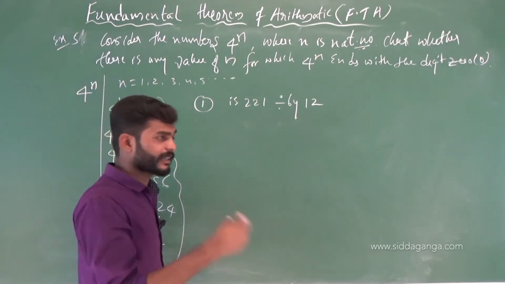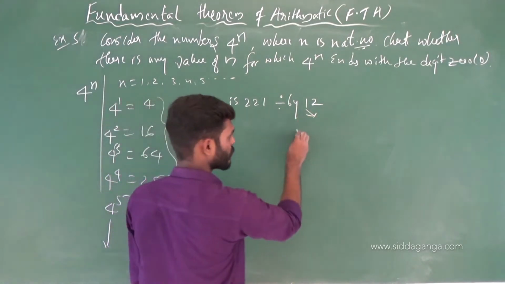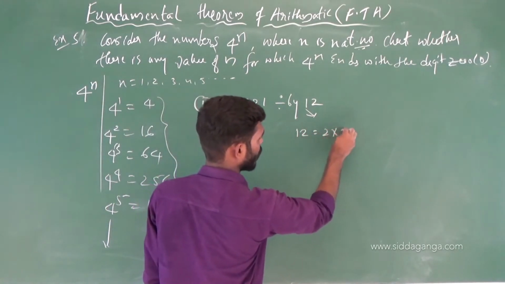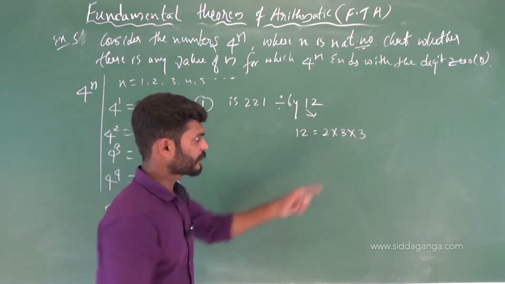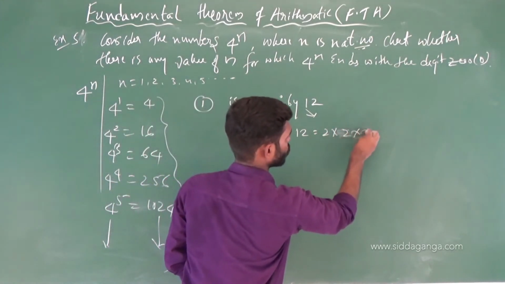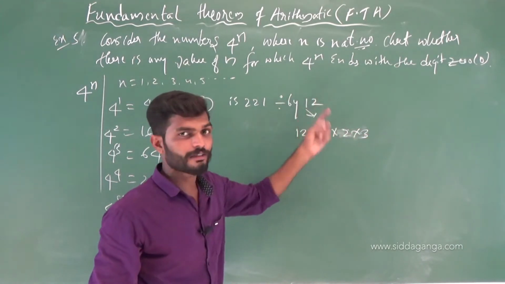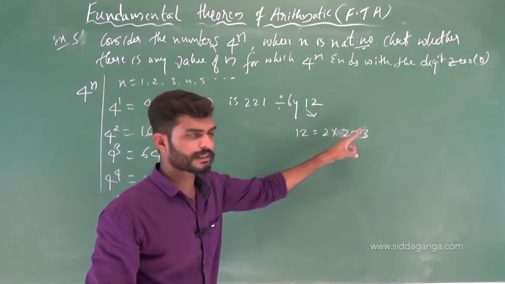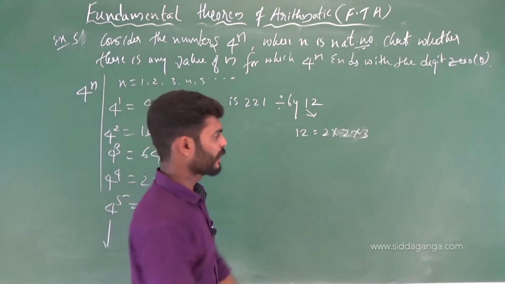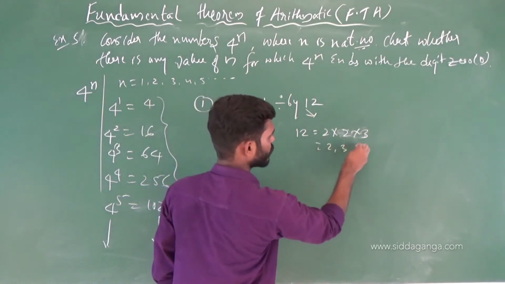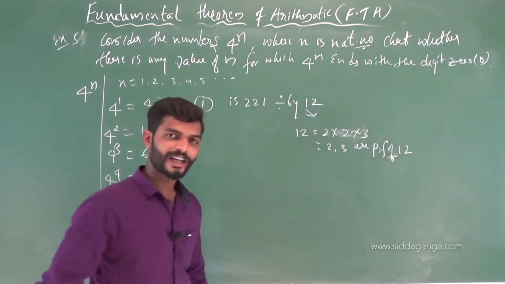So I just say it like this: what are the prime factors of 12? If I write 12 as 2 × 2 × 3, 2 times 2 is 4, 4 times 3 is 12, that's it. So 2 and 3 are the prime factors of 12, where 2 comes twice and 3 comes only once.